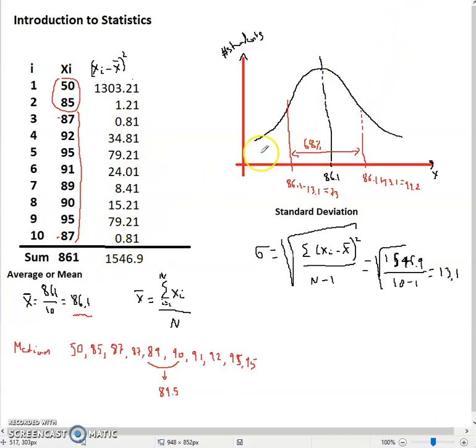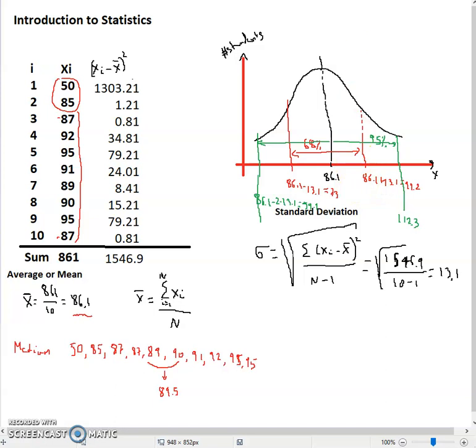If we extend this range to the average minus 2 sigma, so now that's 86.1 minus 2 times 13.1, this equals 59.9, and plus 2 sigma, we go to 112.3. Let's assume there's such a grade for this exercise. So within this range now we have 95% of all the students.